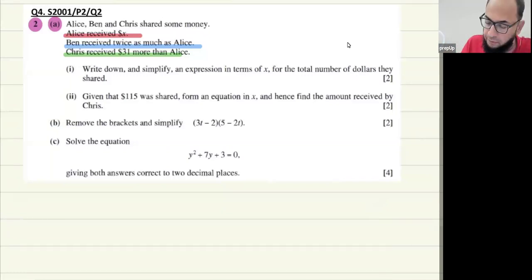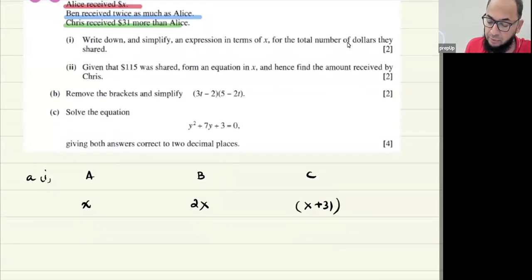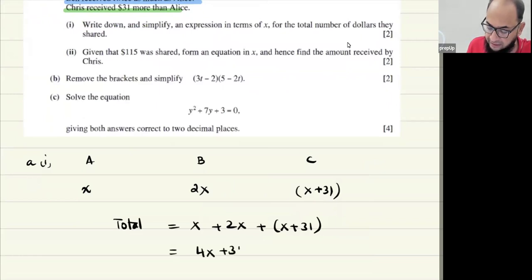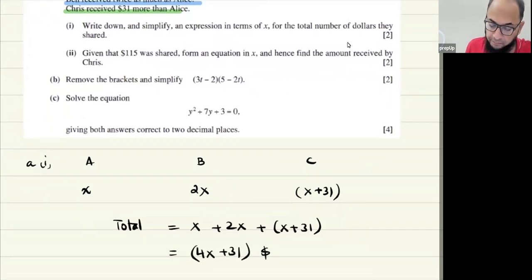So now, first of all, there is A, there is B, there is C. Part 1: Ellis received X, Ben received twice as much, so that is 2X. Chris received $31 more, that is X plus 31. Now it says write down the total number of dollars they received. So the total is X plus 2X plus X plus 31, that is 4X plus 31. That is the total number of dollars they received.